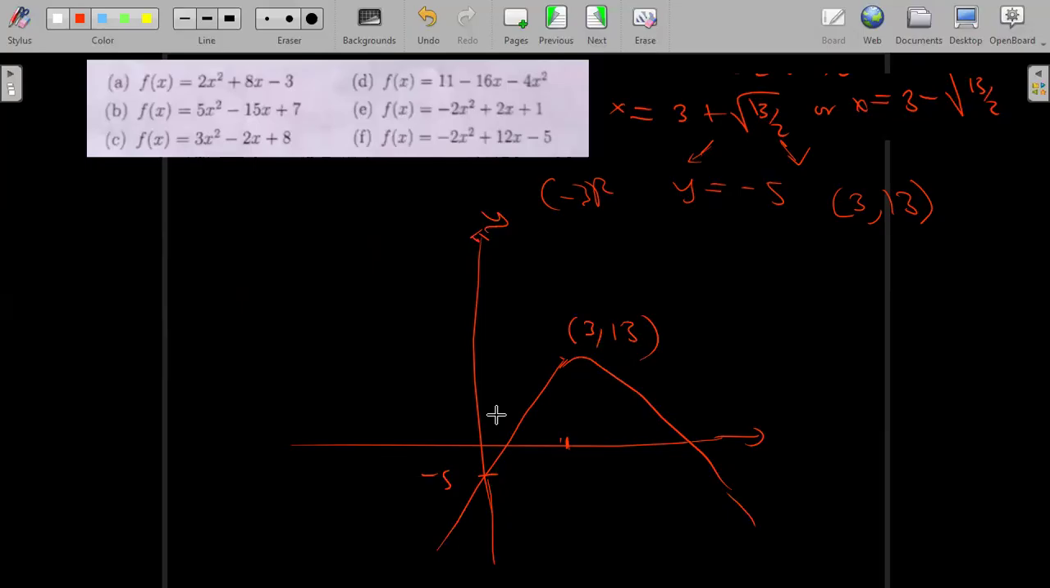The first one is 3 minus root 13 over 2. Then this one is 3 plus root 13 over 2. Okay, so that's how you sketch, and that's how you complete the square, unless there are any questions. Generally, that's how you do it. Are we together? Okay, yeah.